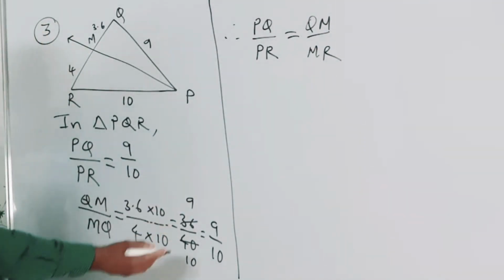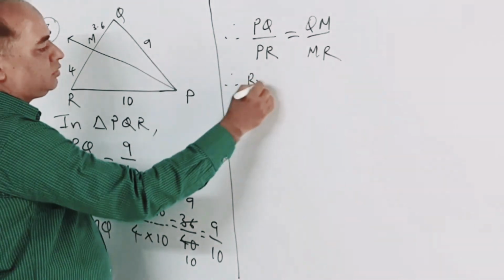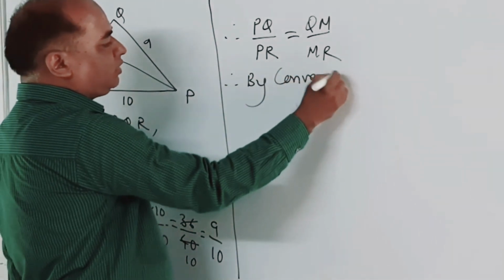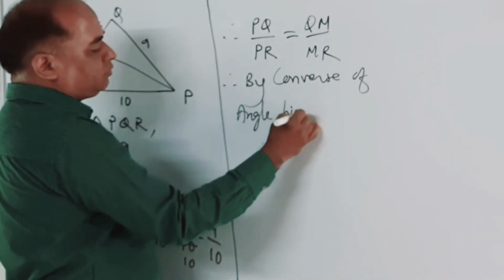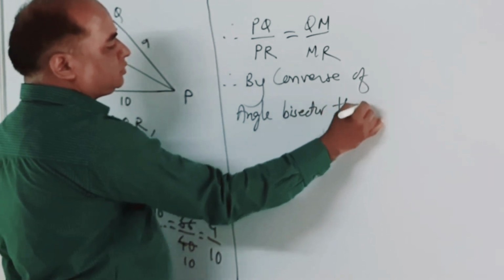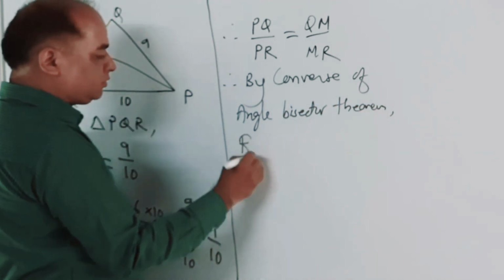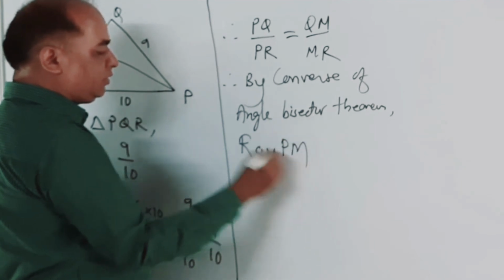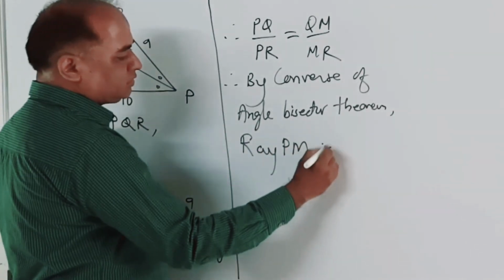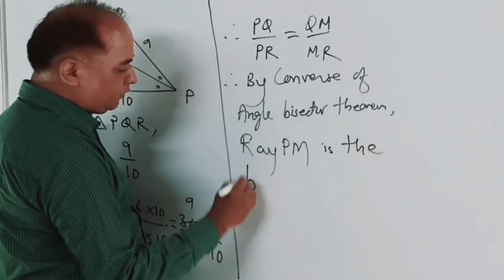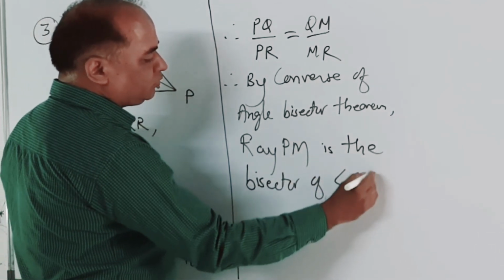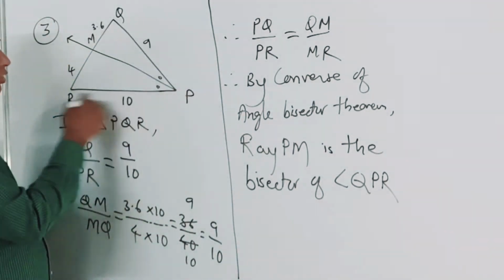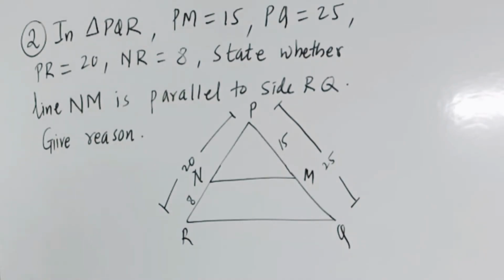The ratios are equal. Therefore, by the converse of the angle bisector theorem, ray PM is the bisector of angle QPR. Question number second.